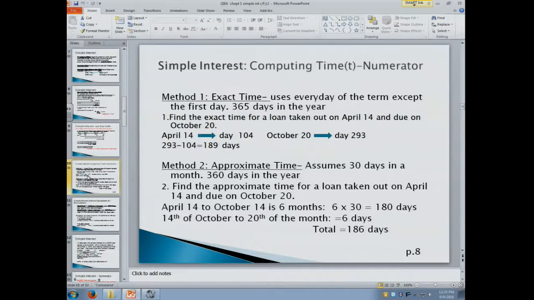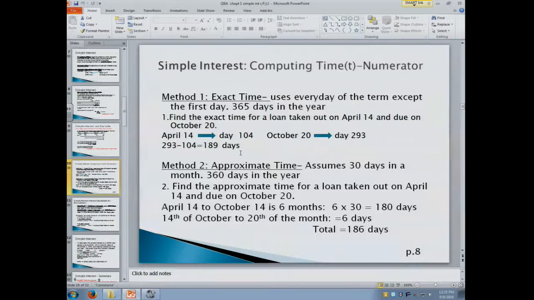This is where I talk about days, and you'll use your day chart on the back of your formula sheet. Method 1 is for the numerator. Sometimes I will specify exact times. I showed you that. For example, April 14th is day 104. October 20th is day 293. If I subtract 104 from 293, I have exactly 189 days of interest.